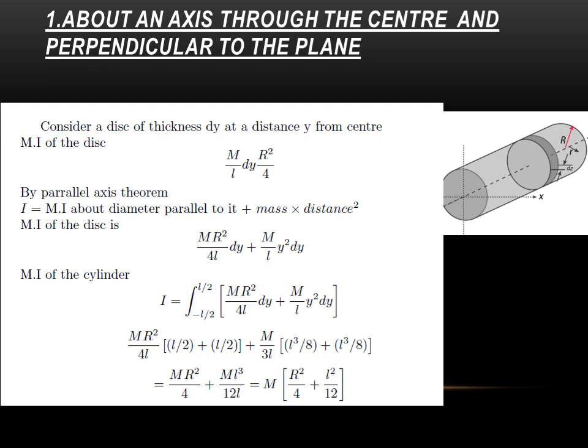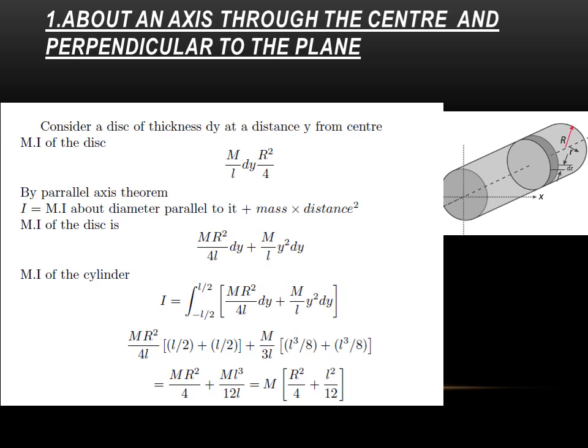So consider a small circular disc of thickness dy. Then the mass of the disc is given by M by L dy. The moment of inertia about the diameter is mr square by 4, that is (M by L dy) R square by 4. If you consider an axis like this, that will be the moment of inertia with respect to the diameter of the small disc.